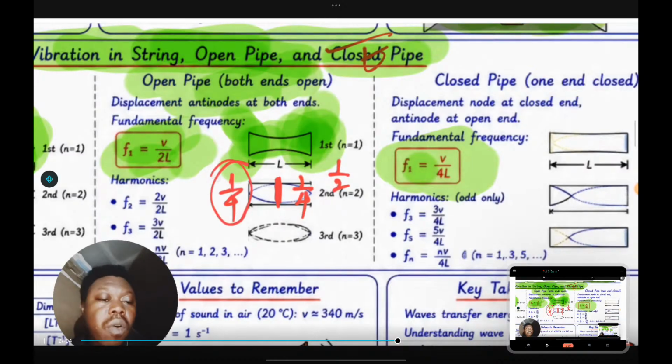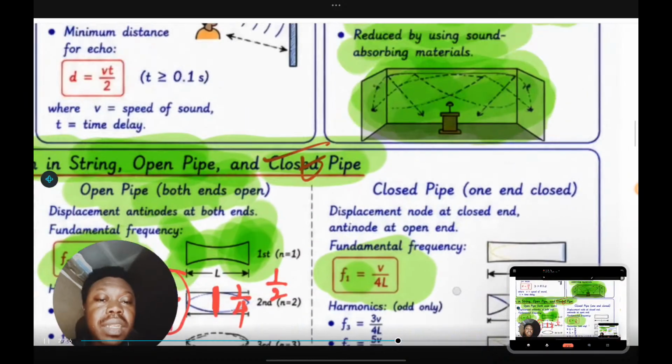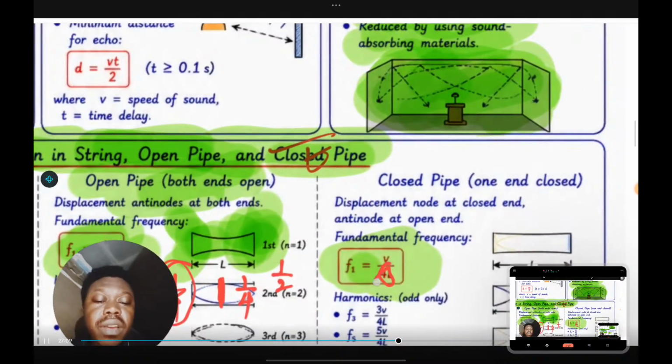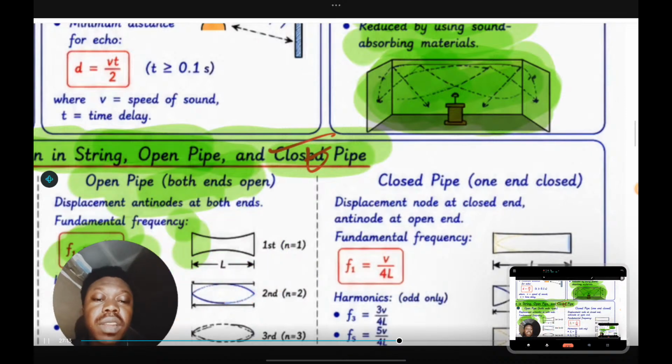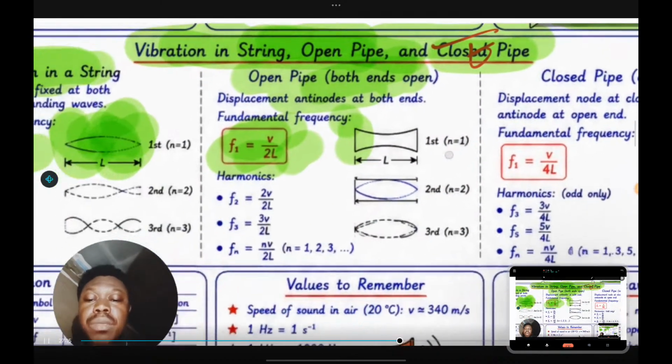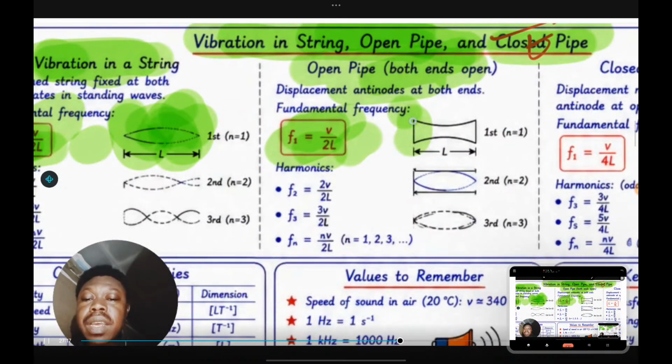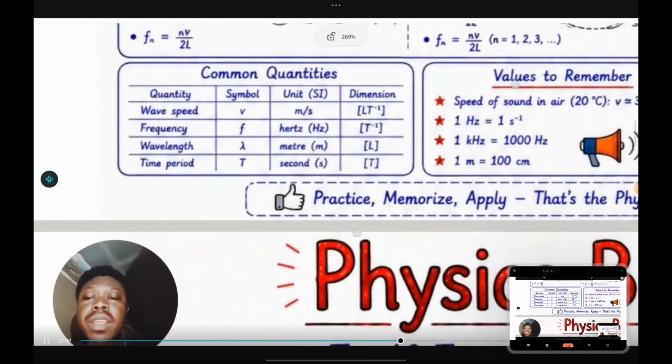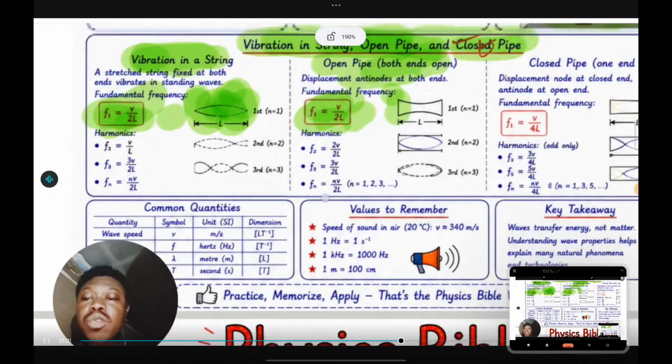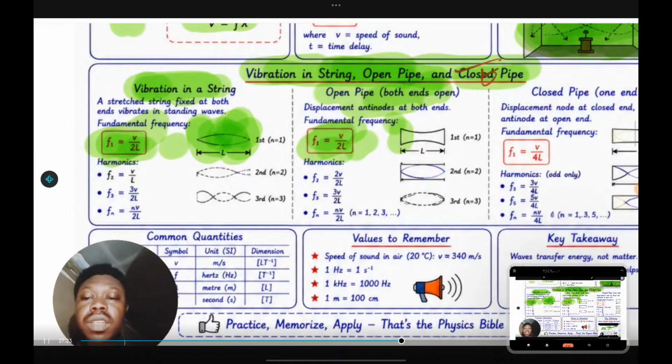So this 1 over 4 is the reason why you're having 4 here. Is that one clear? Please take note of the differences between closed pipes, open pipes, and the rest. Now we have what we call the fundamental frequency, F naught. Then we have first, second harmonics, and then first overtone.